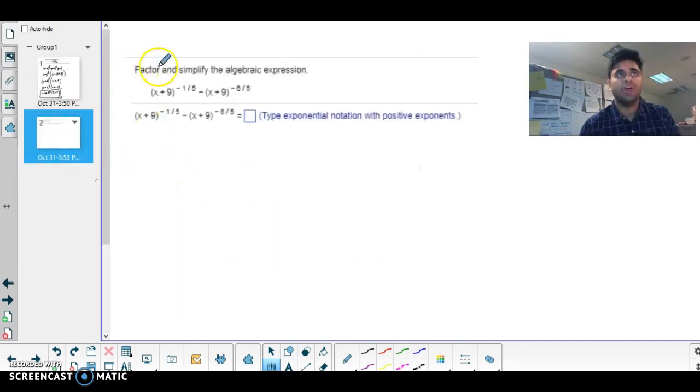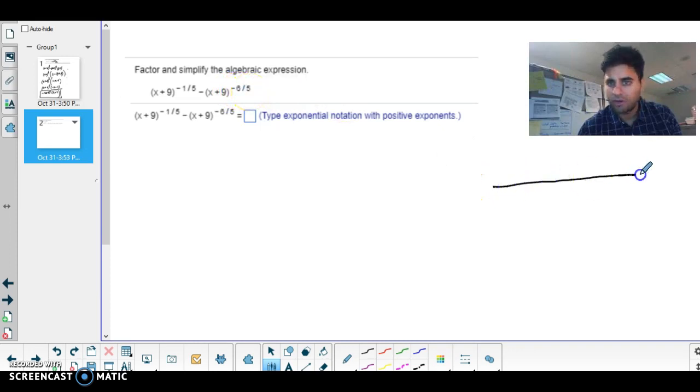Next question here. Factor and simplify the algebraic expression. Now this is tricky. I have two negative exponents up there. So that's where a little bit of fun begins. Which one is a bigger quantity? Is it minus 1 by 5 or is it minus 6 by 5?